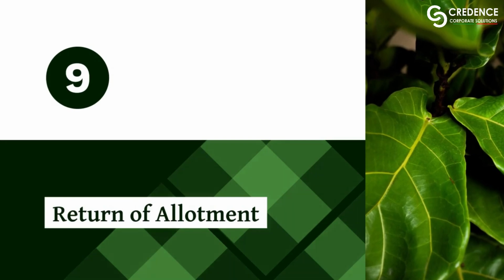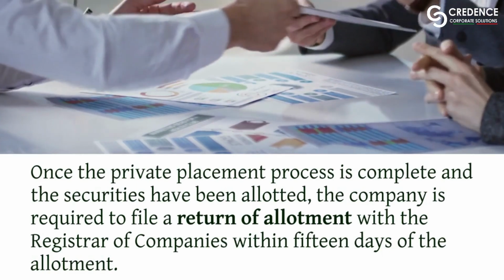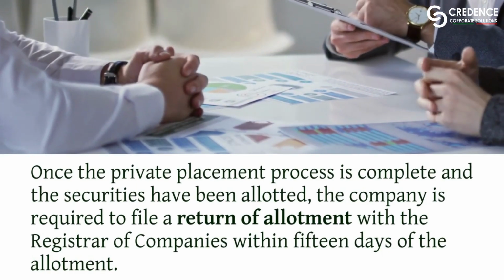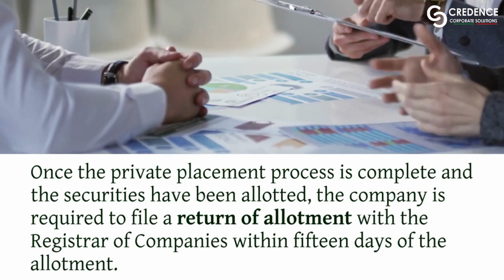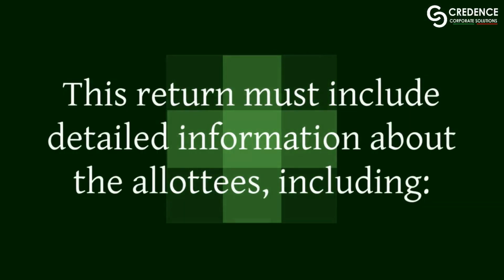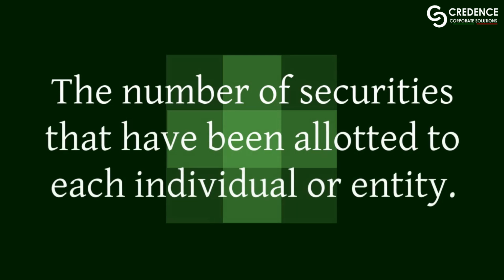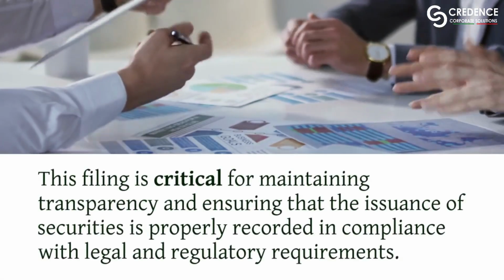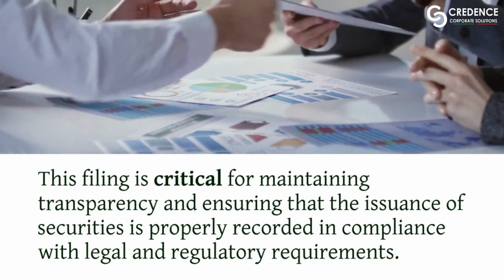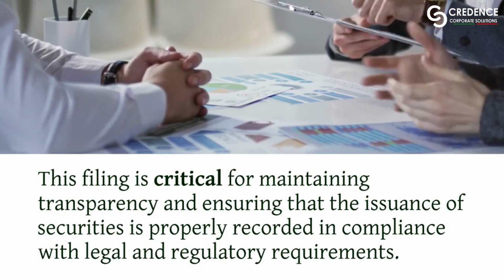9. Return of allotment. Once the private placement process is complete and the securities have been allotted, the company is required to file a return of allotment with the Registrar of Companies within 15 days of the allotment. This return must include detailed information about the allottees, including the full names and addresses of each allottee, the number of securities that have been allotted to each individual or entity. This filing is critical for maintaining transparency and ensuring that the issuance of securities is properly recorded in compliance with legal and regulatory requirements.